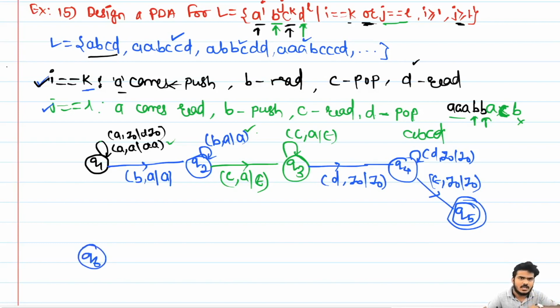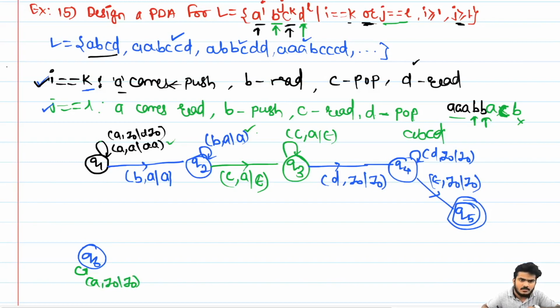Whenever A comes, I have to just read that A. So here I will write the transition like this: whenever A comes and the top of the stack is Z0, I will keep that Z0 as it is. I just have to read this.